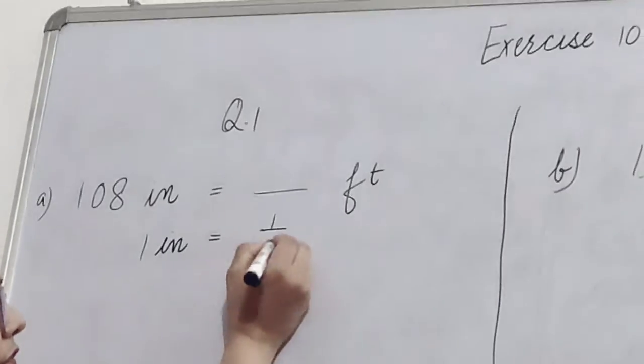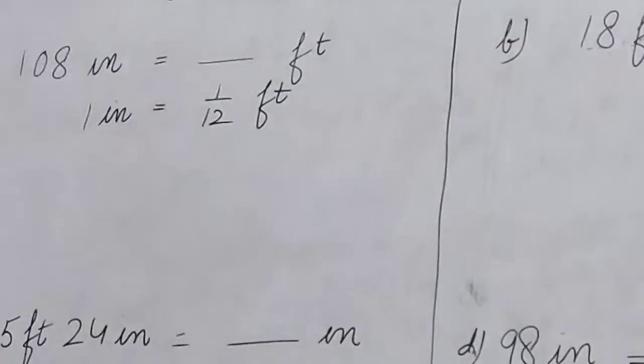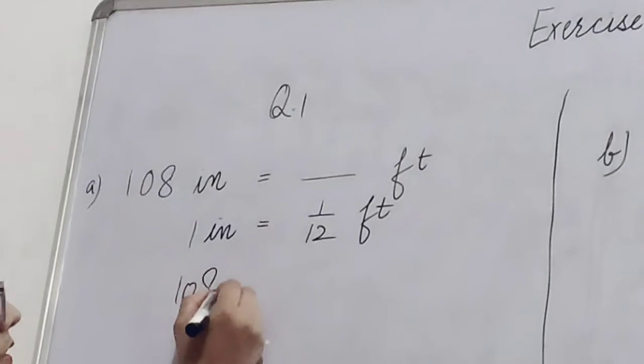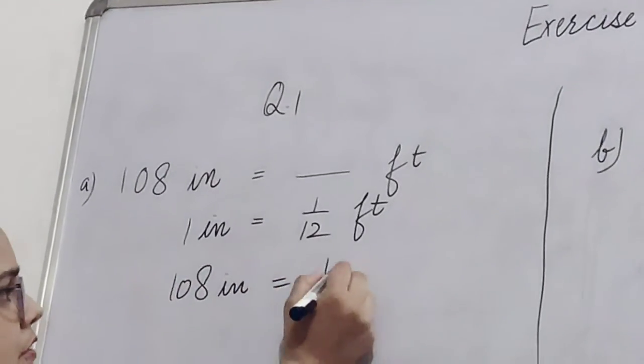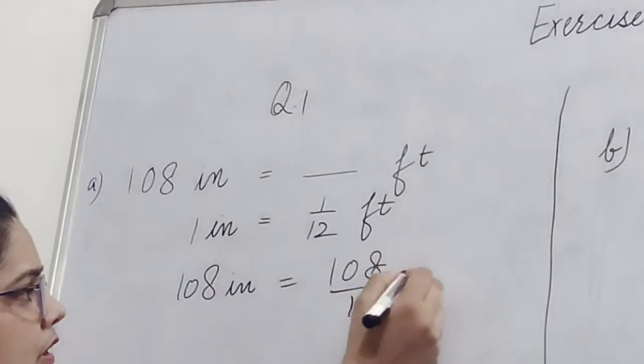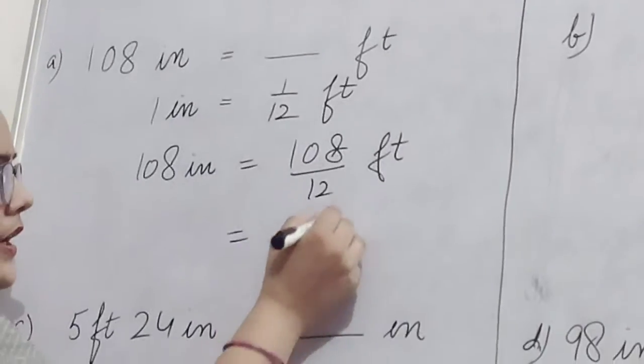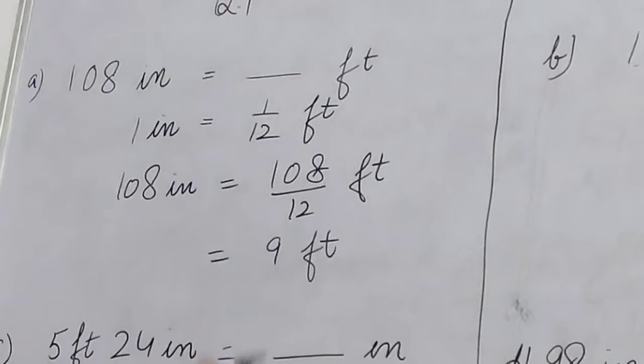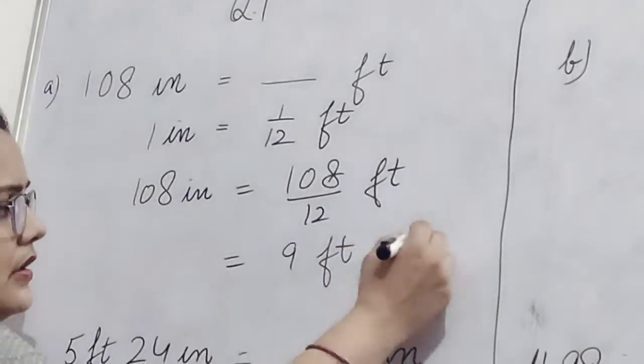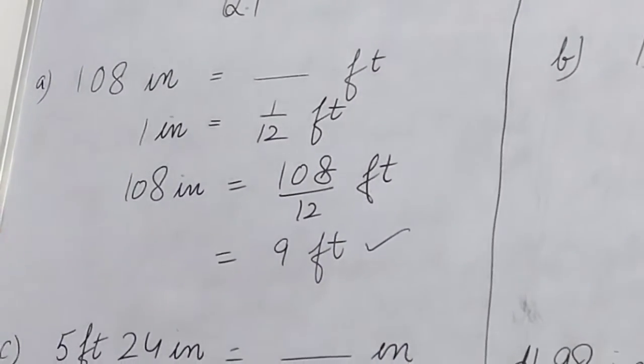1 upon 12 feet. So divide 108 inch by 12, then you will get feet. We know that 12 nines are 108, so 9 feet. So this is your answer, 9 feet.